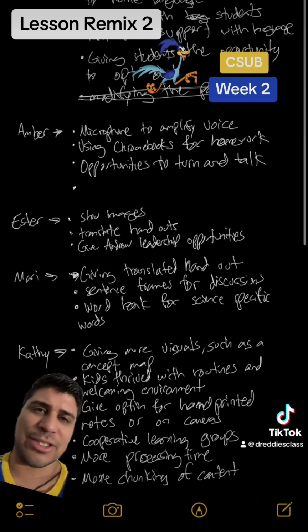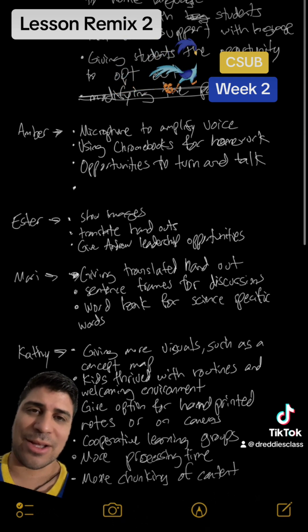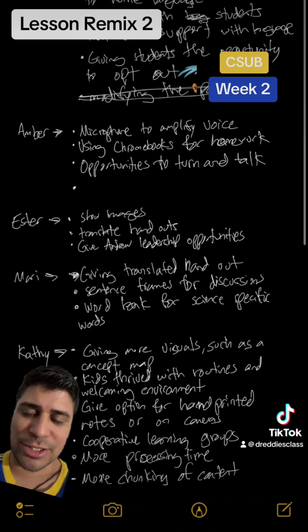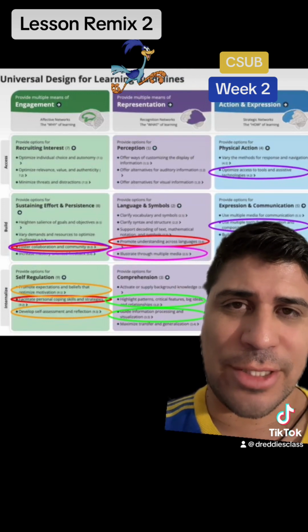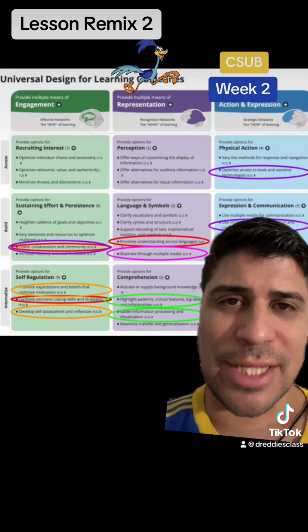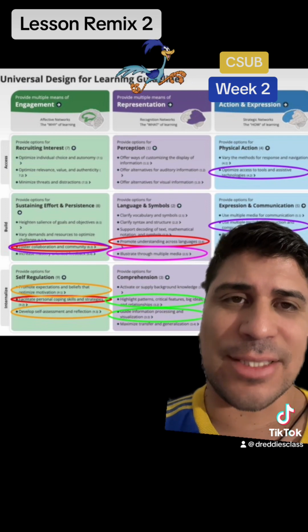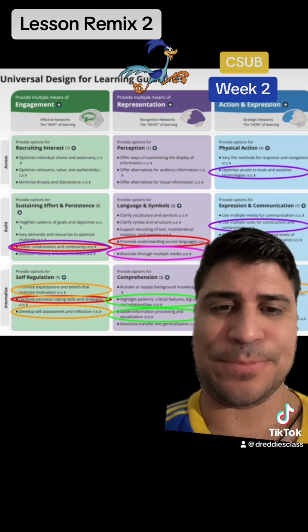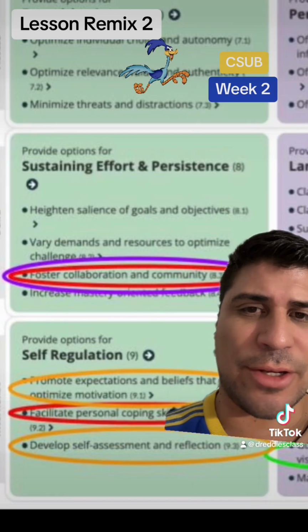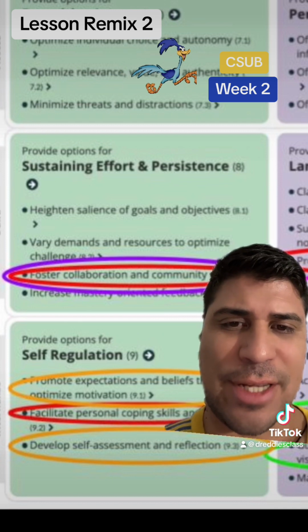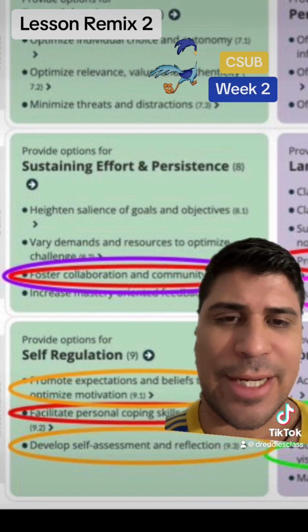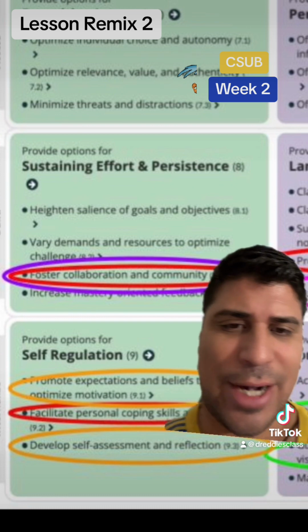And then generally across the entire course, everybody had a lot of great suggestions for different scaffolding strategies you could use with the 3 specific students that we created. And so the educator in me was really happy to see that a lot of the strategies that you were using fall within Universal Design for Learning guidelines under the 3 columns that you see there: engagement, representation, action and expression. For example, some of the suggestions fall under fostering collaboration and community. Other ones fall under promoting expectations and beliefs that optimize motivation or facilitating personal coping skills and strategy.